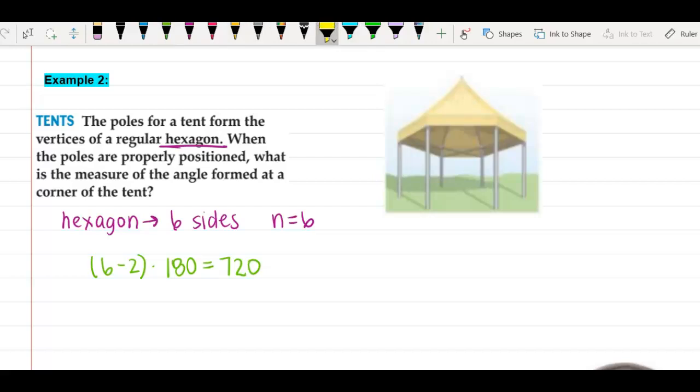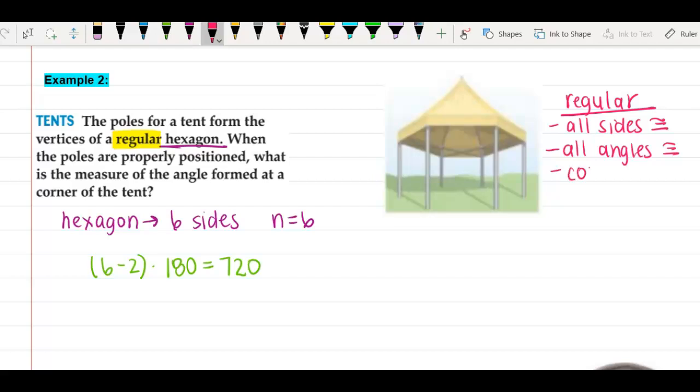The other key piece that we haven't recognized yet is that it says that the hexagon is regular. Okay, remember, if a polygon is regular, just write this off to the side. All sides are congruent to each other, so they're all like 4 feet. All angles are congruent, and the figure is convex. So this is pulling back from when we talked about polygons in our unit 1.